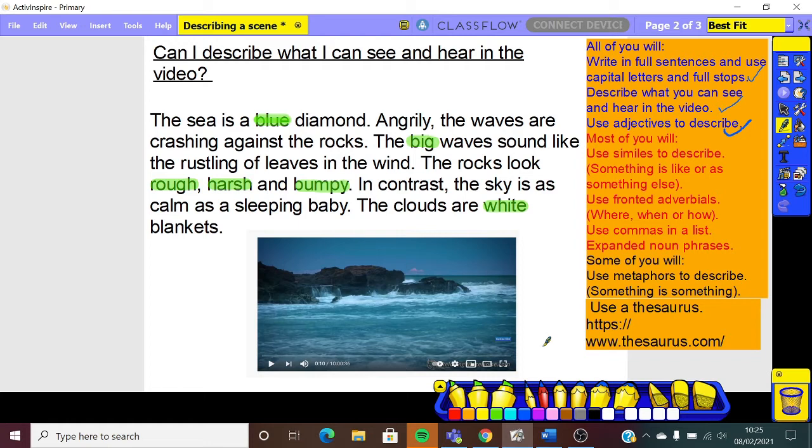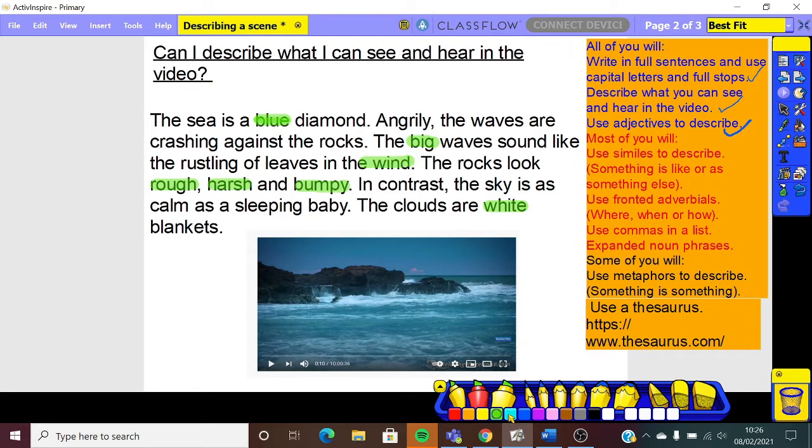Okay. The big waves sound like the rustling of leaves in the wind. Now I'm saying that the waves, so the sound of the waves, is like the rustling of leaves in the wind. So that would be a simile. Let's give that one a highlight.